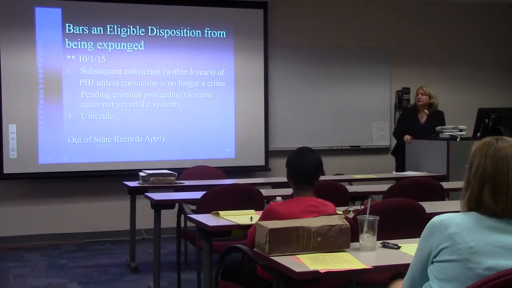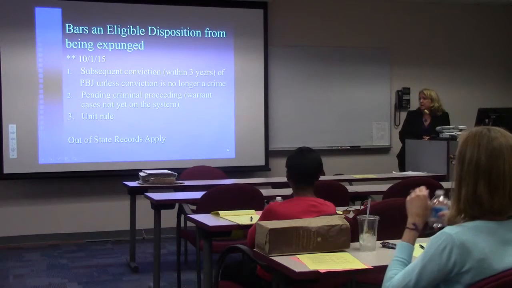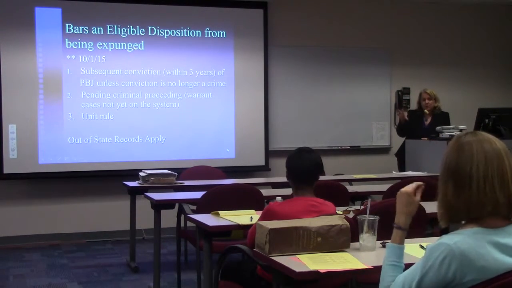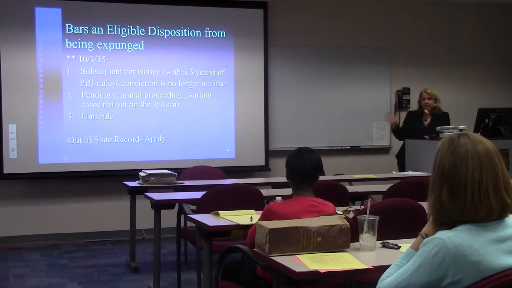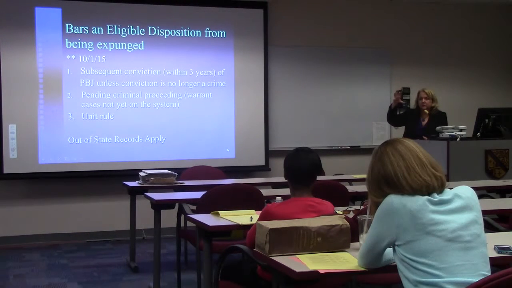Oh, the unit rule. The unit rule is a big one in that when you're looking at what's eligible, you have to look at the entire case as a whole. So if one charge is not eligible, the entire thing is not eligible. What I mean by that is, let's say he has 5 charges in one case. 4 of them are nolle prossed, 1 of them is guilty; the guilty is not an eligible conviction. You have to look at, like, each traffic citation, how can I do it?